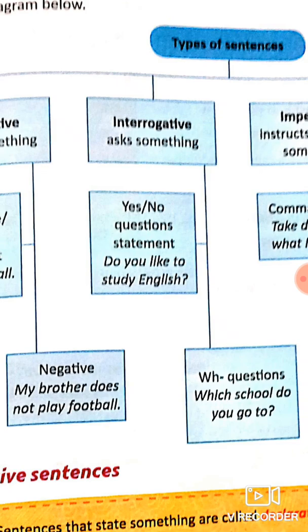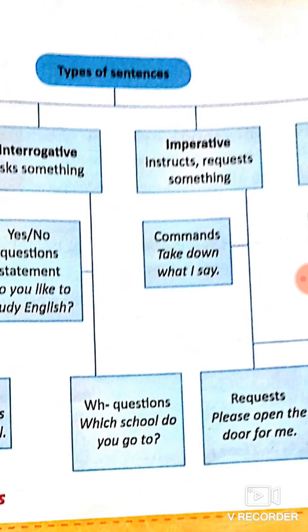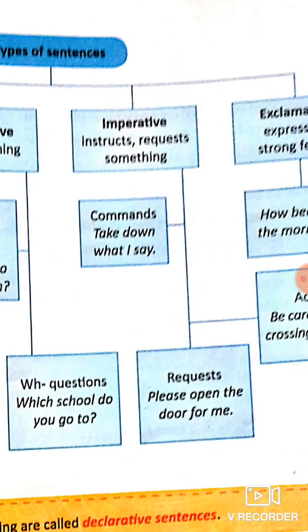You see here, there is an example given here. Do you like to study English? This is a yes no question, and the WH question begins with the WH word, that is, which school do you go to? Next comes the imperative sentences.